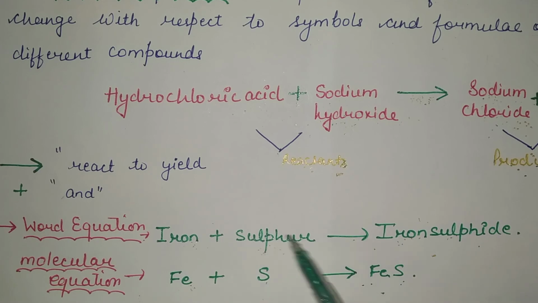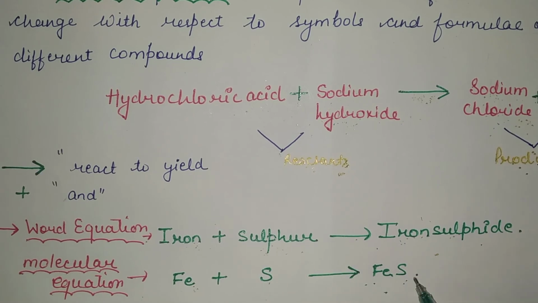Here the elements and compounds are used, where Fe and S, that is iron and sulfur, react to yield iron sulfide. This is your product and these are your reactants.